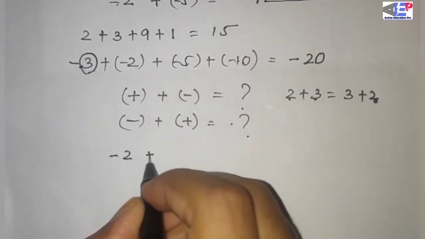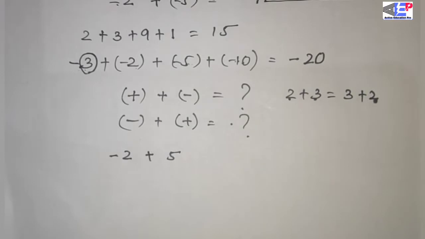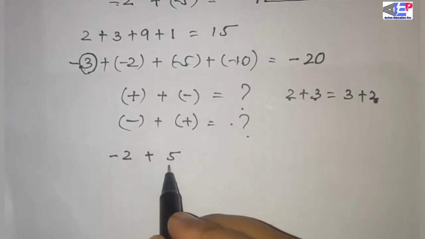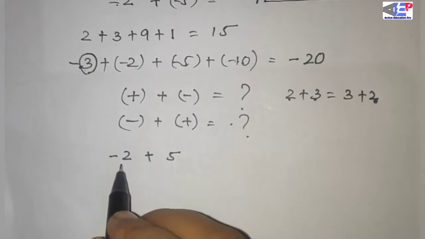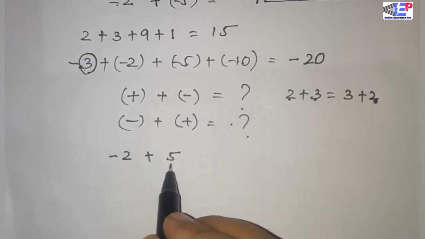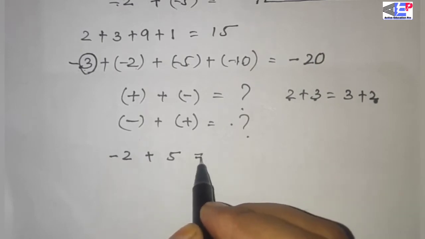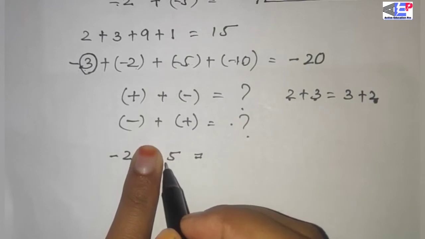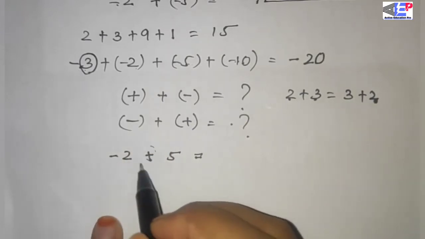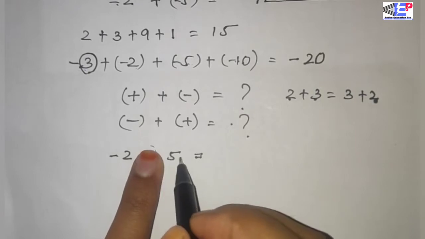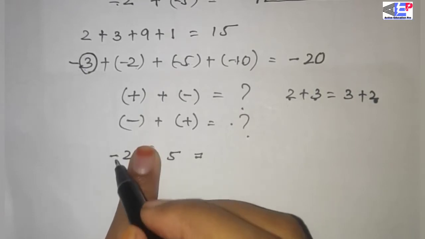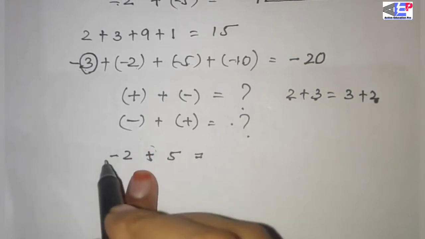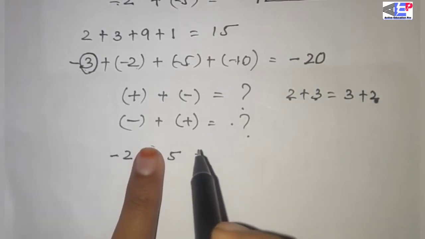Minus 2 plus 5. Look here, minus 2 plus 5. Minus 2 is a negative integer and 5 is a positive integer. Then what will be the result? Look here, this is the addition symbol and there is no sign before 5, so 5 is a positive integer. This sign is not for 5. This is the addition symbol, means I add minus 2 with 5.